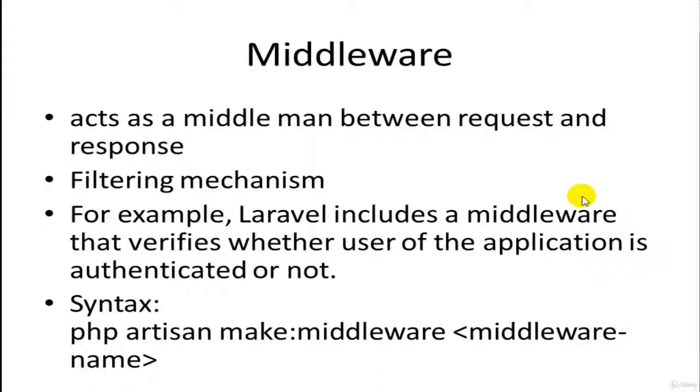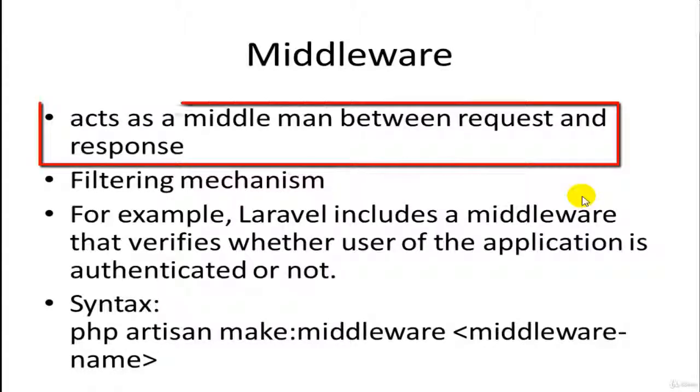In this chapter we will focus on middleware of Laravel. So what is this middleware all about? As the name suggests, it acts like a middleman, an interface between request and response. Every programming language has a request and a response associated with it, and middleware acts like the middle person between both of them.